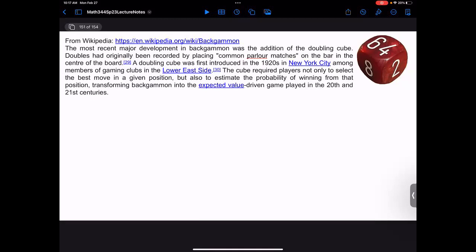What this means is that when you have a configuration of pieces on the backgammon board, you need to figure out what is the value of that configuration. So what is your probability of winning? What is your probability of losing?